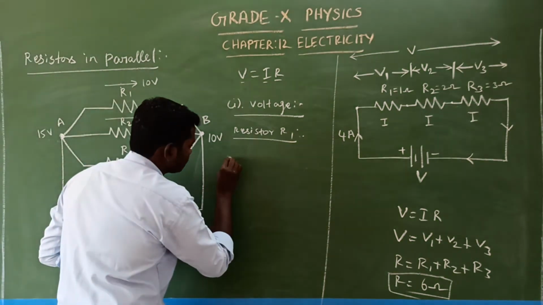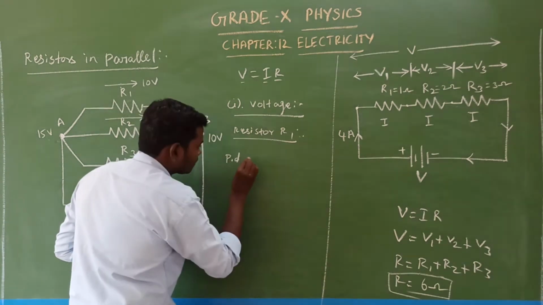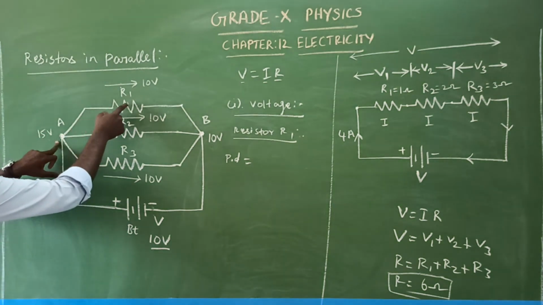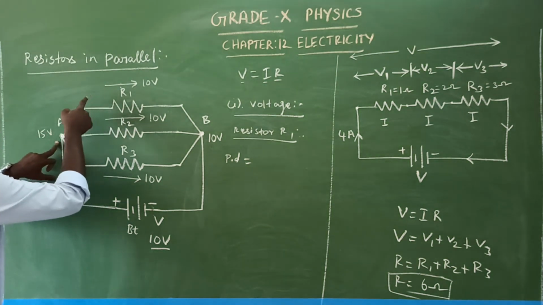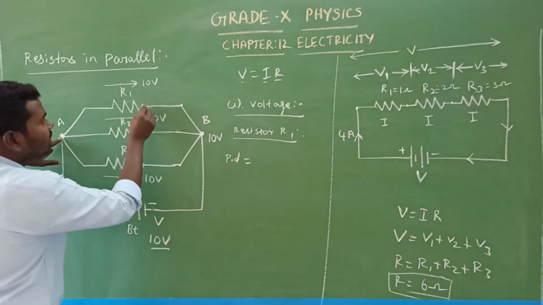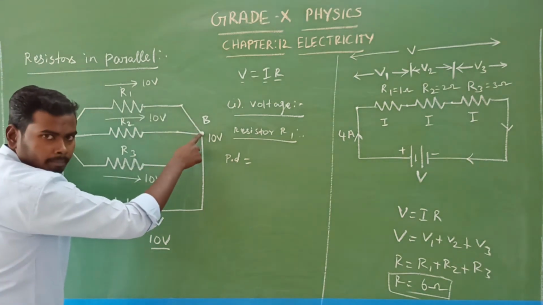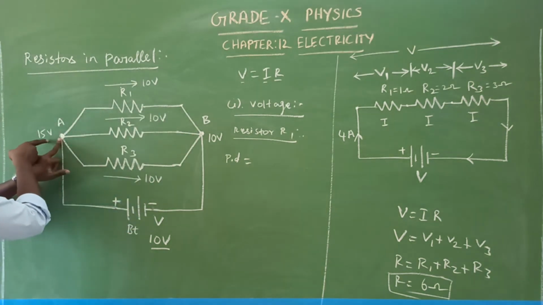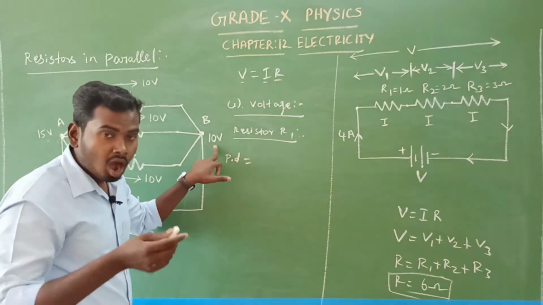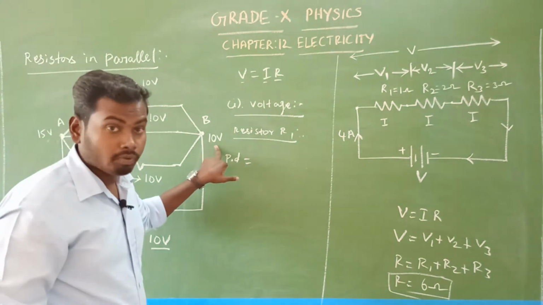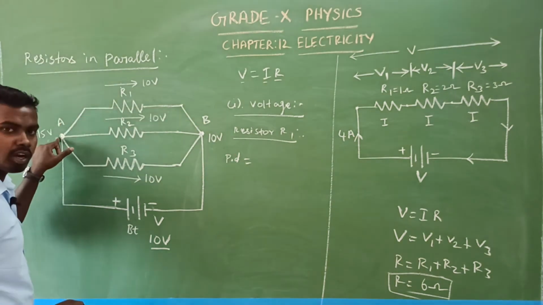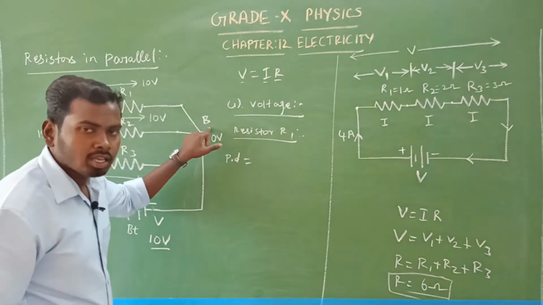So look at here. The potential difference is equal to what? One end of the resistor R1 is connected to point A, and the other end of the resistor R1 is connected to point B. Am I right? At point A, the potential is 15 volt. At point B, the potential is 10 volt. Already we know we always subtract from high potential to low potential. Here, which is high potential? A is high potential and B is low potential.